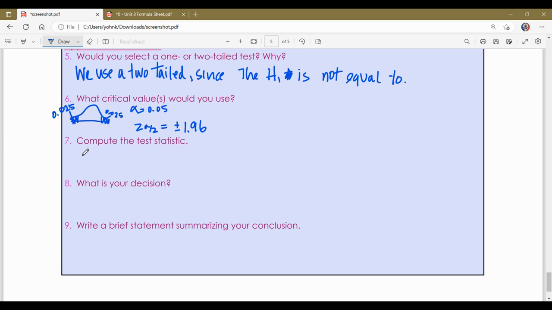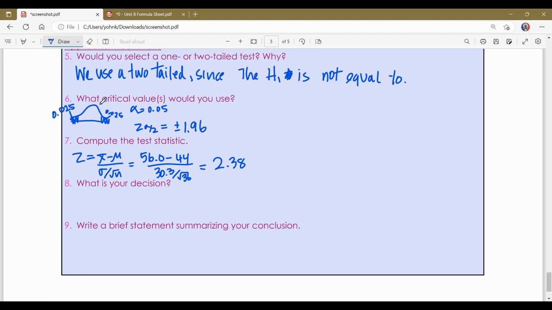We need to compute the test statistic. So that's x bar minus mu over sigma over root n. Our x bar was 56.0. Our mu was 44. Our standard deviation was 30.3. And our sample size was 36. This gives me a test statistic of 2.38.